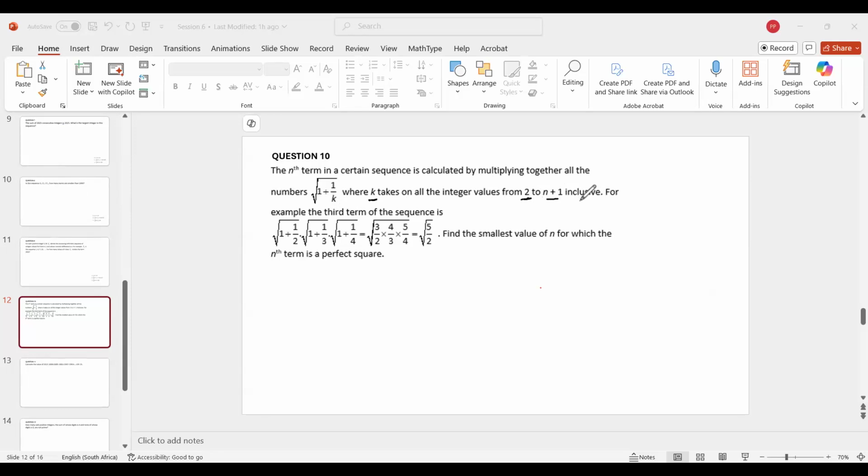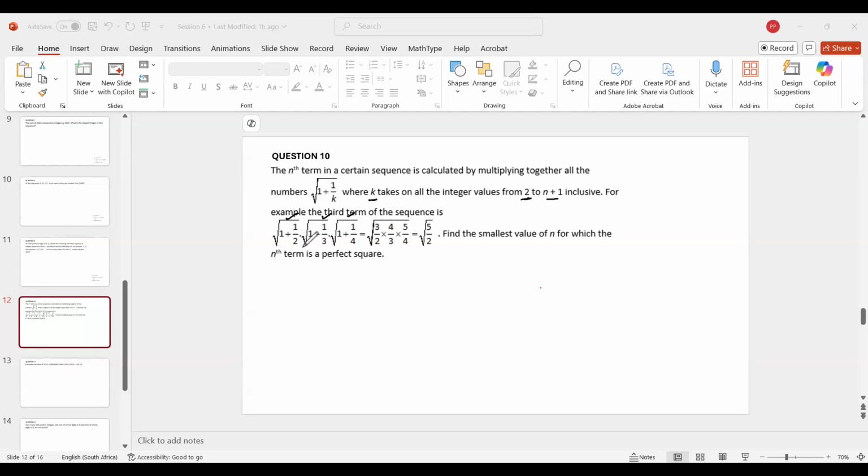Like for instance, the third term. n is 3, so you must go right up to 3 plus 1, which is 4. So k takes on all the values from 2 to 4. That means 2, 3, 4. Those are the k values. If k equals 2, you get that one. k equals 3, you get that one, 1 plus 1/3. k equals 4 is that one. So you stop there because you must go up to n plus 1. And then you multiply all these things together.